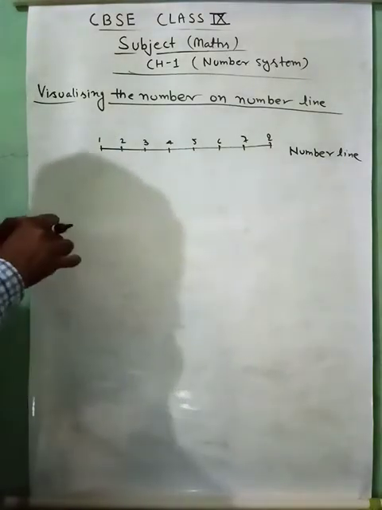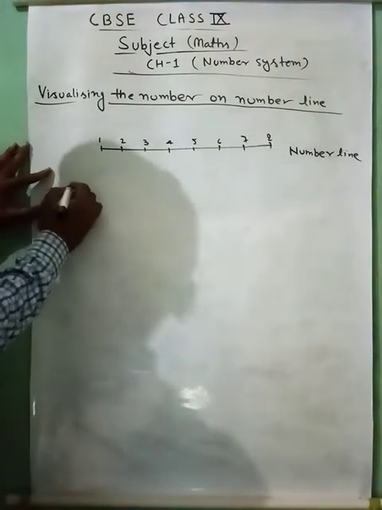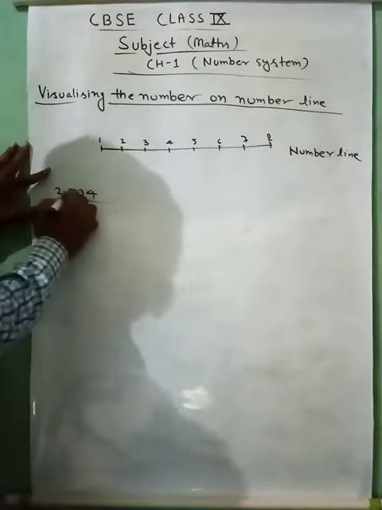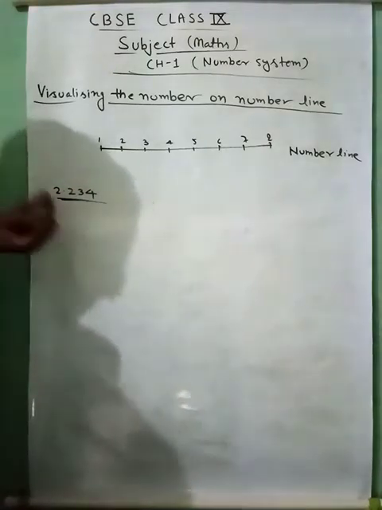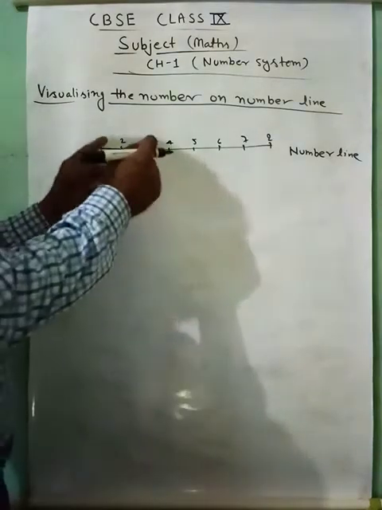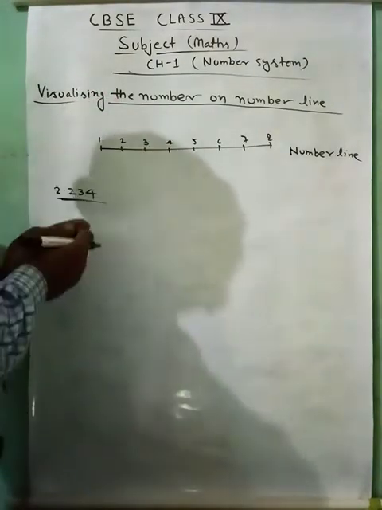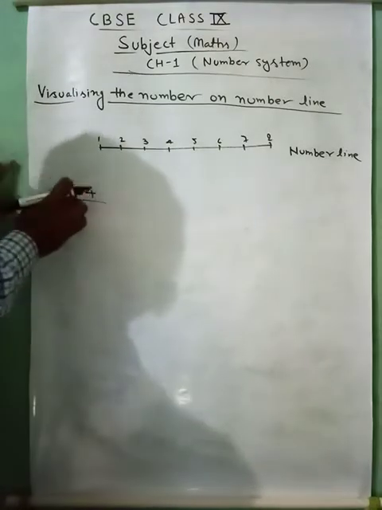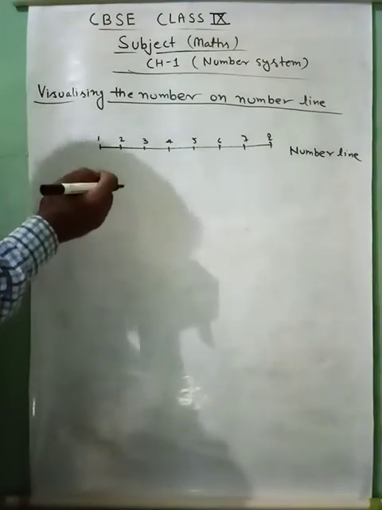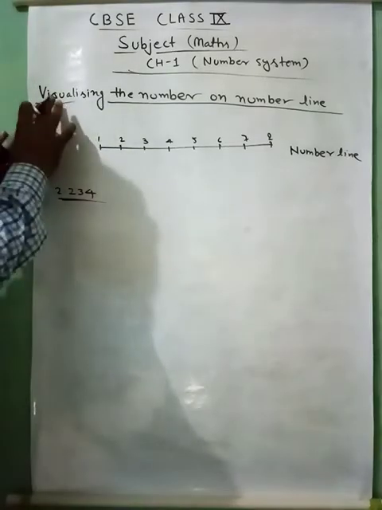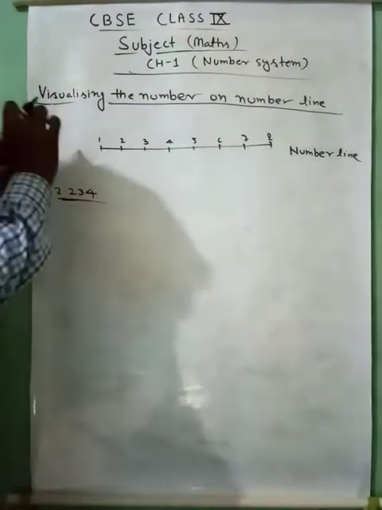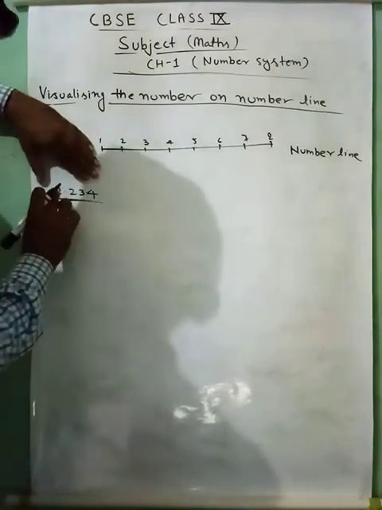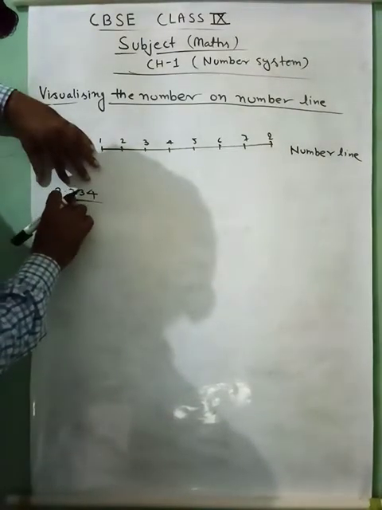Suppose we have to visualize the number 2.234. Then how do we visualize? Visualize means we have to see the number using a magnifying glass between two numbers. Clear? So this is called visualizing the number using a magnifying glass. Let us start. Suppose we have to visualize the number 2.234.